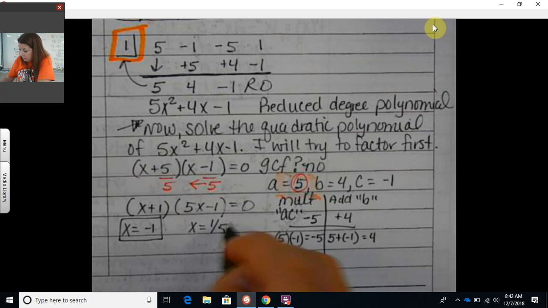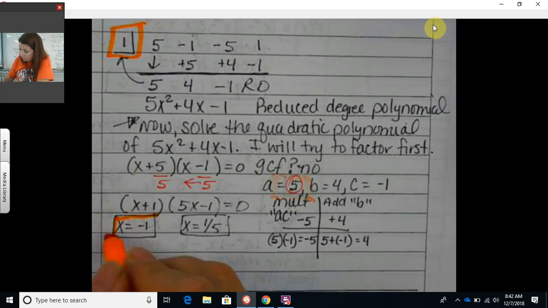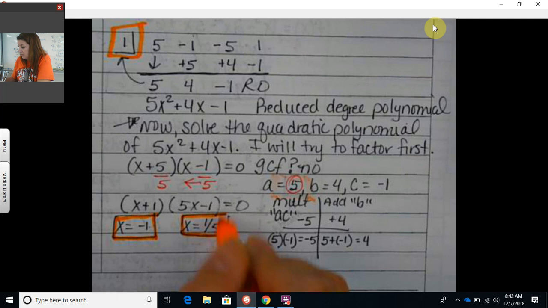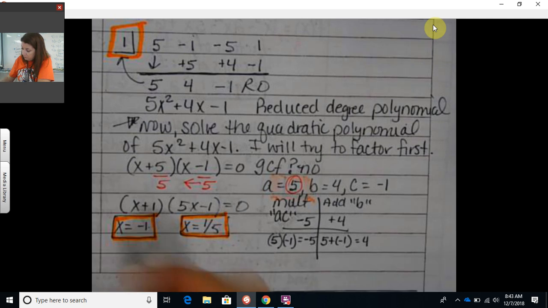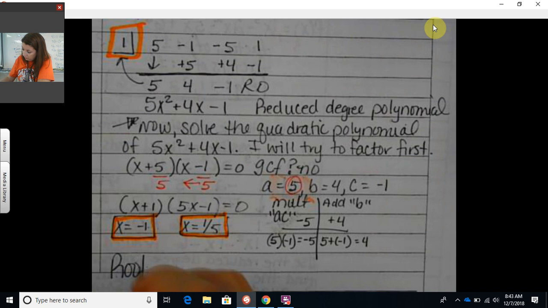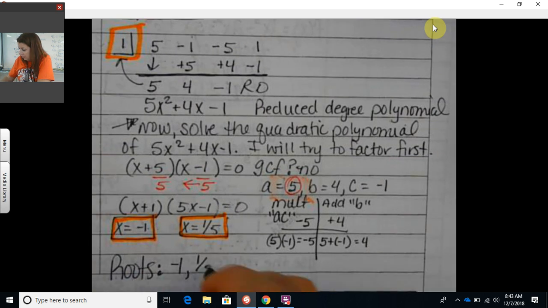So at this point, I'm supposed to find 3 roots. I have found 3. I found 2 once I found that reduced degree polynomial, and then I found 1 from the synthetic division. So my answer, my roots, least to greatest, I have -1, 1/5, and +1.